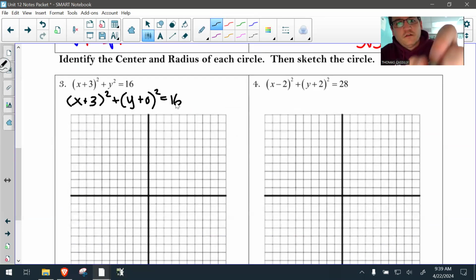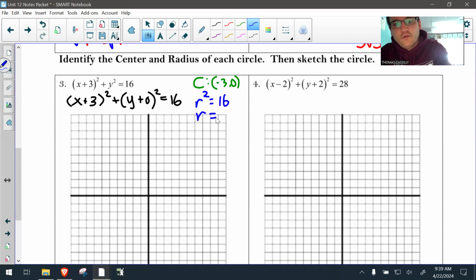Equals 16, right? So with that in mind, the center, I'm just going to abbreviate, is going to be negative 3, 0. And your radius, remember, radius squared equals 16. Therefore, the actual radius on this circle is 4. All right, so identify that center.